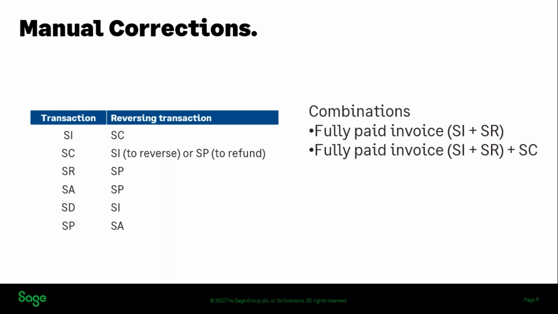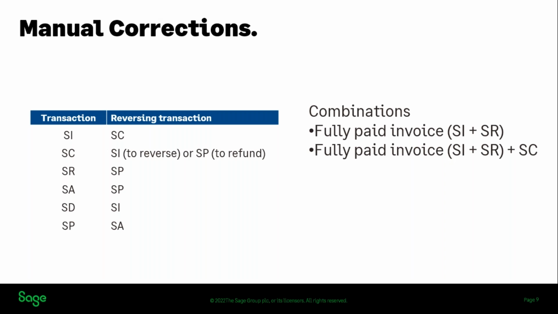So because today we're talking about the customers, I'm going to start with the customer module first of all. If I did need to reverse an invoice, the reversing transaction that we'd be using would be a credit note. If I needed to reverse a credit note, I would do a sales invoice to reverse that. Now, I'm not going to go through all of them because this will be in the handout for you, but I want to show you the most common scenario there.